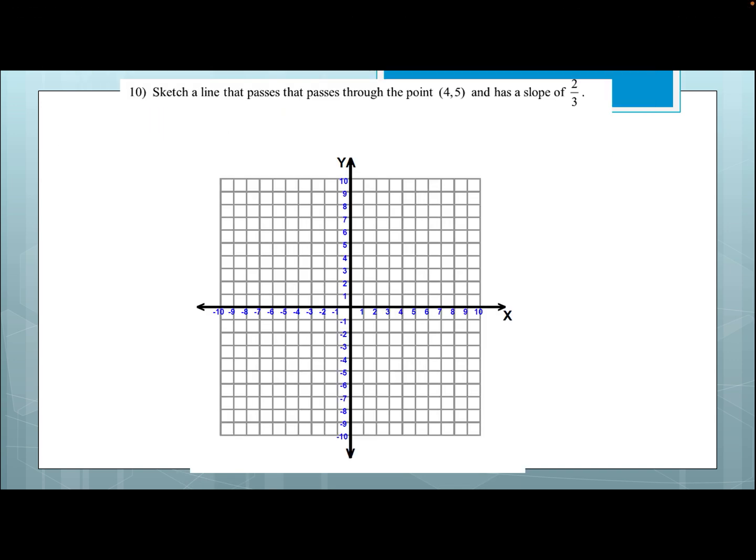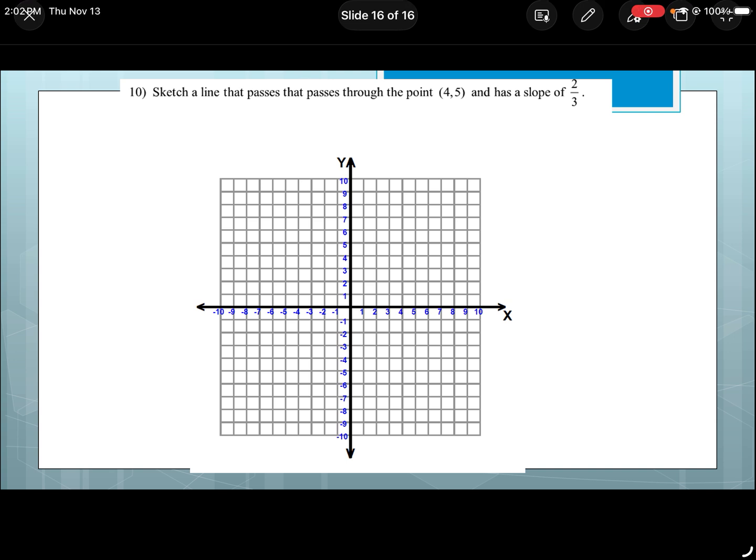Okay. And then last question, which I'll leave for a second. Okay. Sketch a line that passes through the point (4, 5). So let's just draw (4, 5) very quickly. And has a slope of 2/3. Remember, that means that for every 3 I go right, I go up 2. So if we go right 3 and up 2, we get that point there. We go right 3 and up 2, we go there.